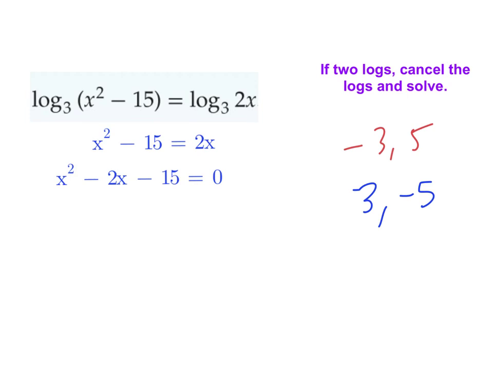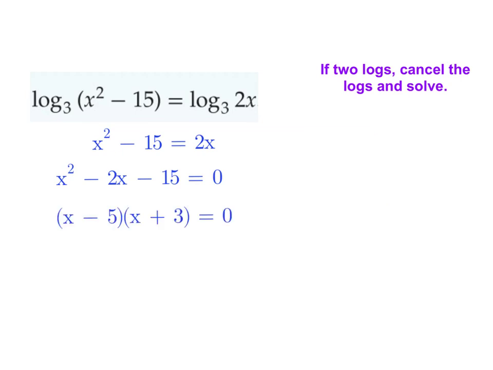Now, so here's how I would factor this. Since it's positive 3 and negative 5, it's just x plus 3, x minus 5, or x minus 5, x plus 3. Either way, same thing, okay?